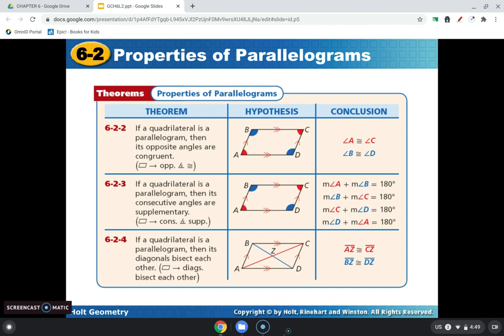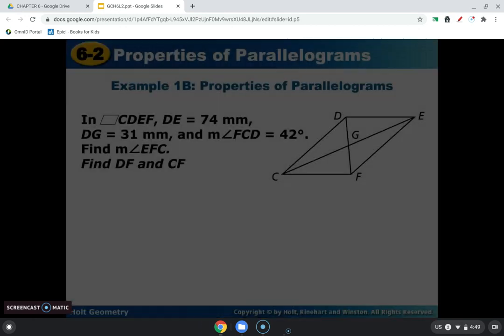If a quadrilateral is a parallelogram, then its consecutive angles are supplementary. So A plus B would add up to 180, B plus C would add up to 180. They'd be same side interior angles. And then if it's a parallelogram, then its diagonals bisect each other. So AC and BD would split each other in half there. They would bisect each other.